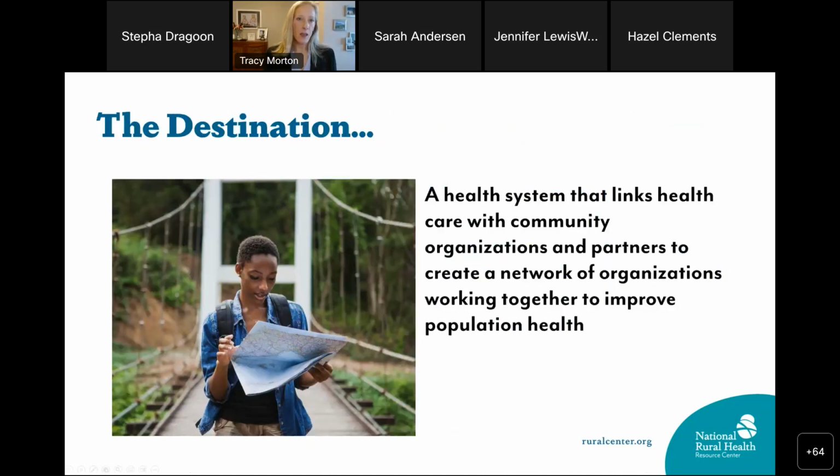So again, a reminder that at the end of the day, our destination is a health system as a country that links together care with community organizations and partners to create a network to improve the population health that we're serving. It's not an easy journey to go on, but there are steps along the way, and small aspects and projects that we can take to keep the momentum moving forward.